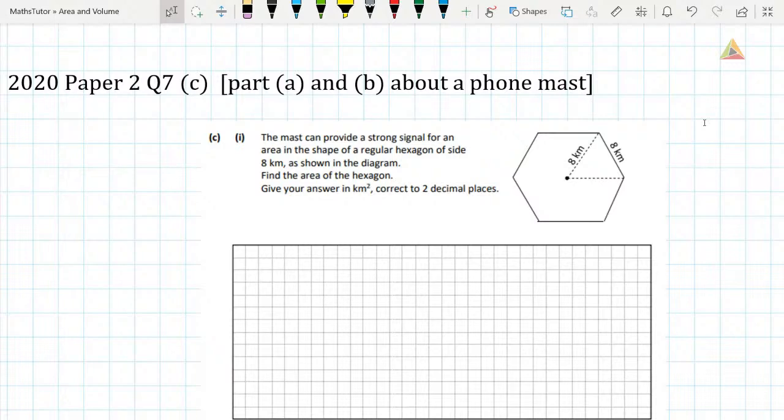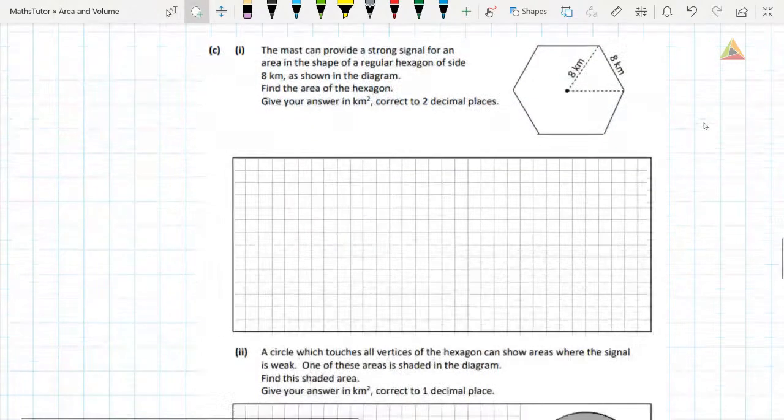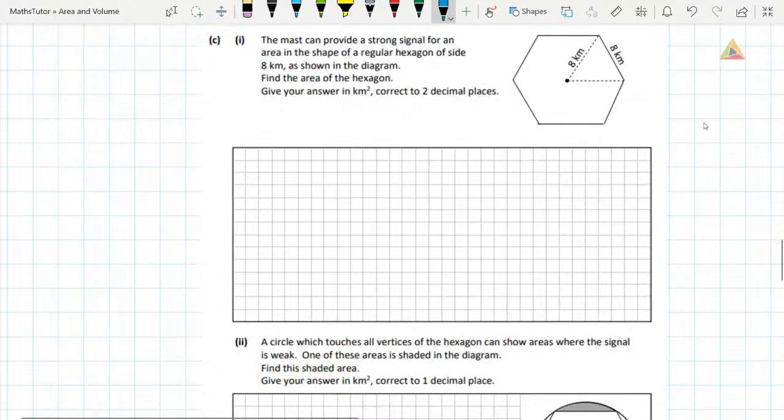And it says find the area of the hexagon and give your answers in kilometers squared and correct to 2 decimal places. So just a couple of things that we need to keep an eye on there, kilometers squared and 2 decimal places. We don't have any formula for working out an area of a hexagon.